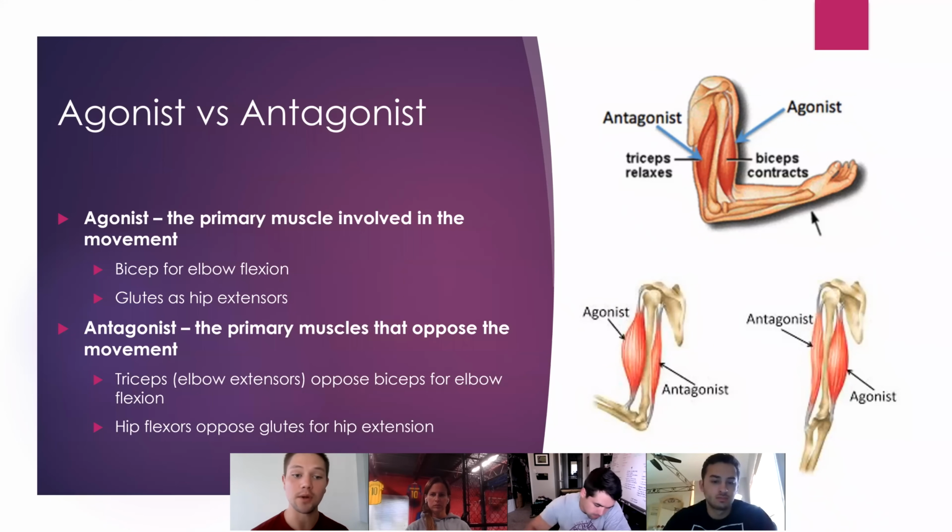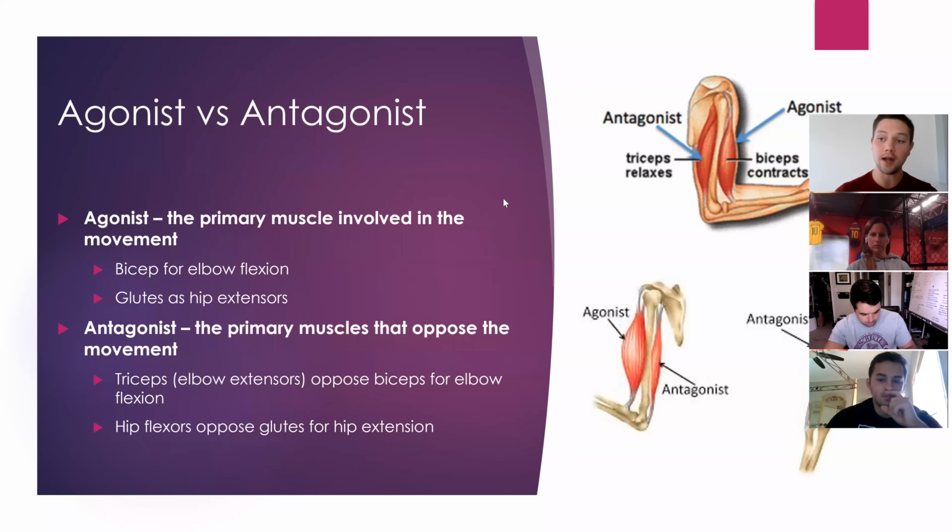The antagonist is going to be the primary muscles on the opposite side, usually of the joint, that oppose that movement. That would be, for example, the triceps in that bicep curl example, and the hip flexors would oppose the glutes in hip extension. This is important because we need to slow ourselves down or else we would have too much momentum moving in one direction. If we didn't have something slowing us down, we would not be able to control that joint action.